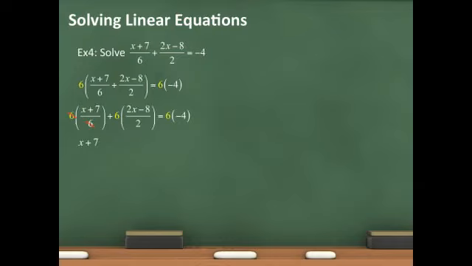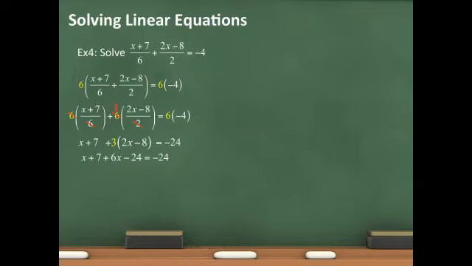When we try to multiply the second fraction by 6, we can simplify because we know that 2 will divide into 6 3 times. Therefore, we actually end up with 3 times the binomial 2x minus 8. On the right side of the equation, we simply multiply to get negative 24. Notice that we still have parentheses in the equation, so our next step is to remove the parentheses by using the distributive property to multiply the 3 to both the 2x and the 8. Doing this will give us the equation x plus 7 plus 6x minus 24 equals negative 24.